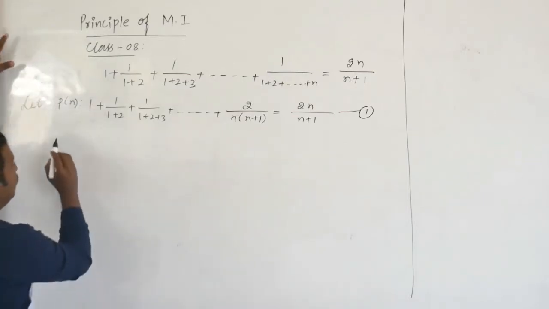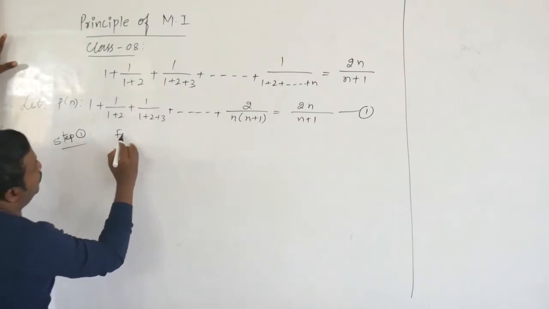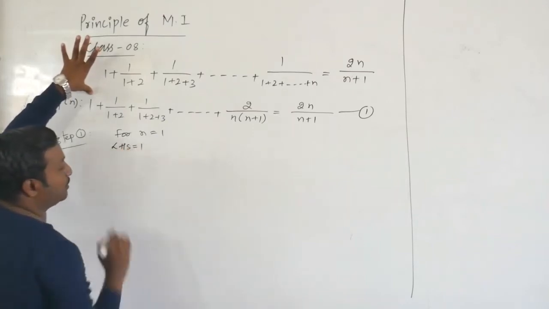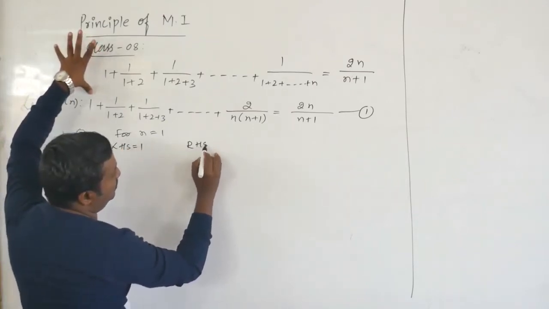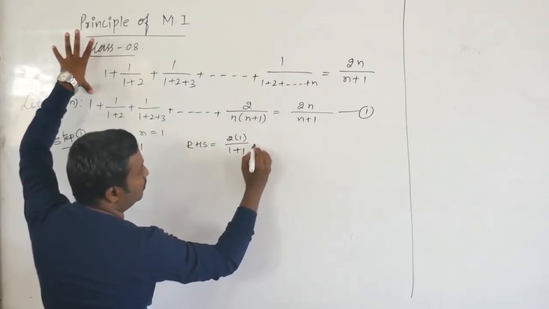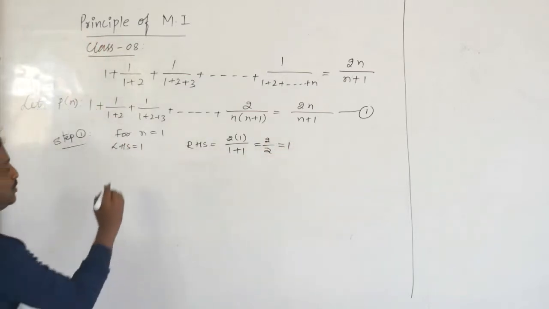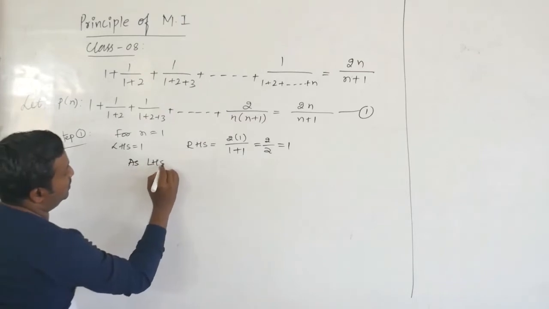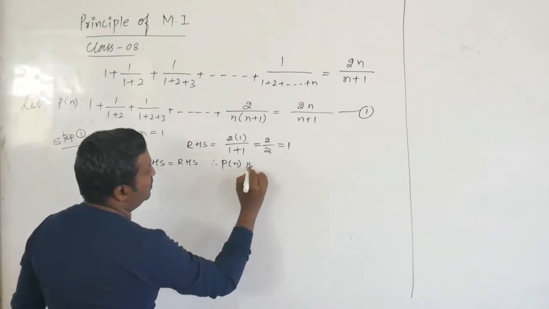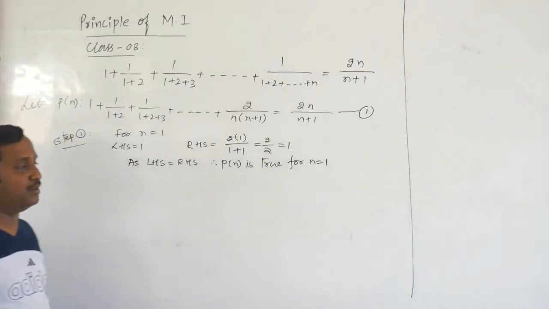Step 1 of the principle of mathematical induction: for n equal to 1, we have to show it is true. For n equal to 1, LHS becomes the first term only, 1. For the RHS, substitute n equal to 1: 2 into 1 by 1 plus 1, which is nothing but 2 by 2, so it is equal to 1. As LHS is equal to RHS, P of n is true for n equal to 1.